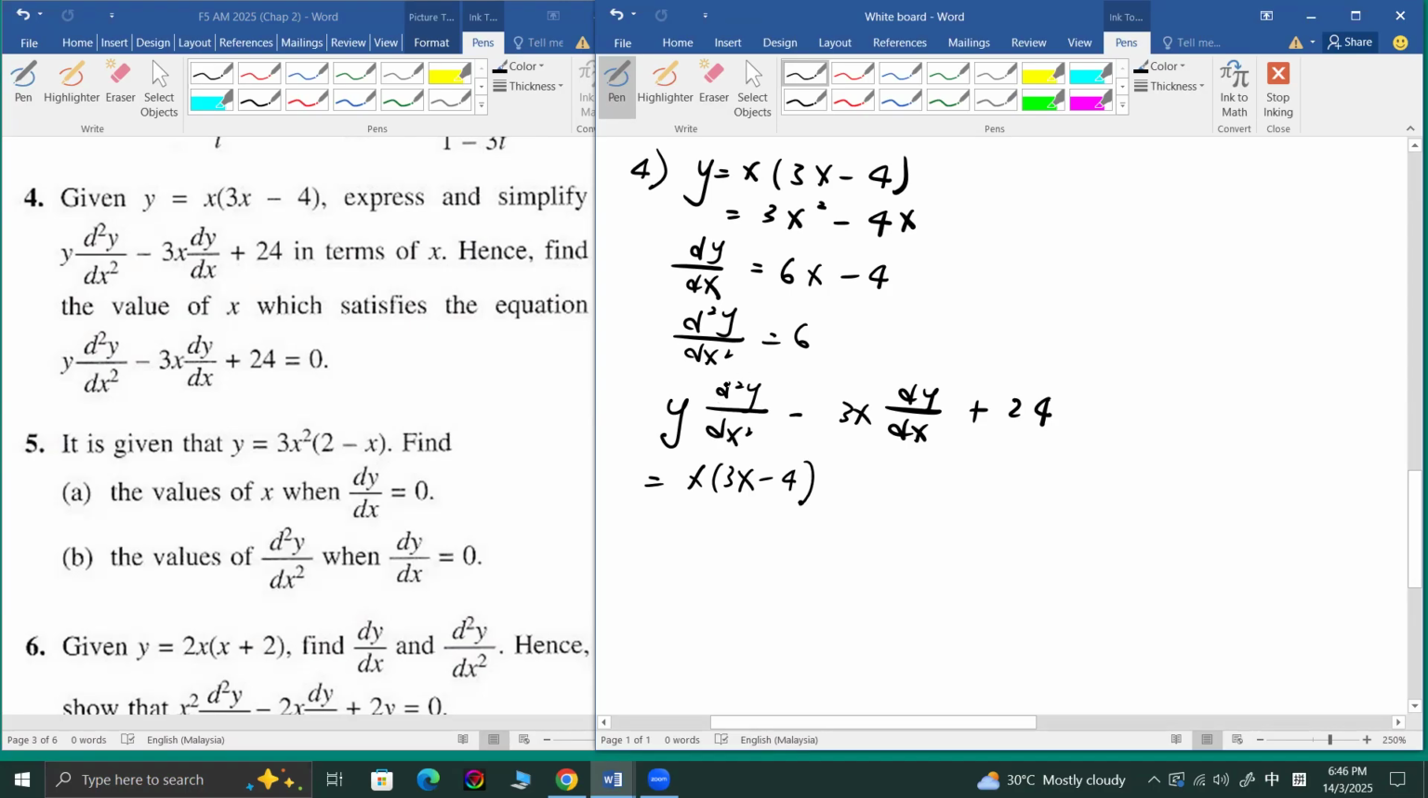Okay, see the second derivative. Second derivative, that is 6 here. Minus 3x, dy dx then. dy dx is 6x minus 4, there, plus 24. See that? I changed it to terms of x already. Now you simplify it, see what you can get. 24 minus 12x. So you copy this, complete here first. Then it's still not finished, I still have to explain to you all.